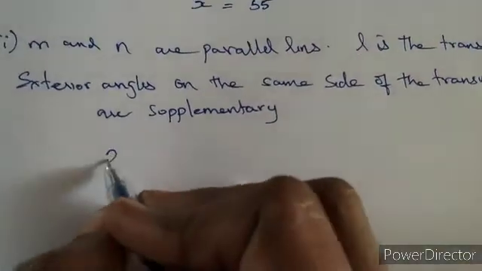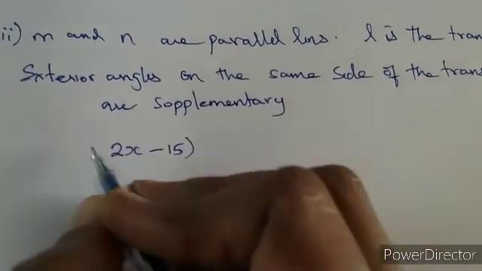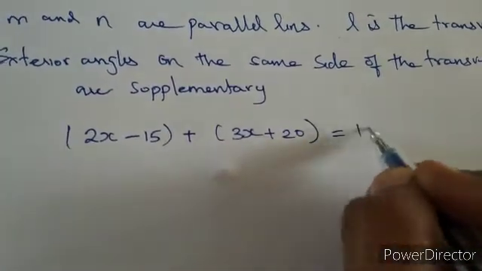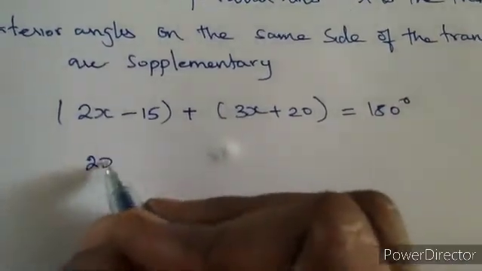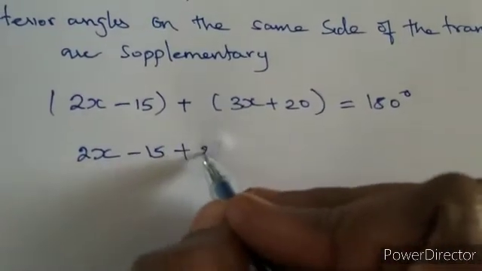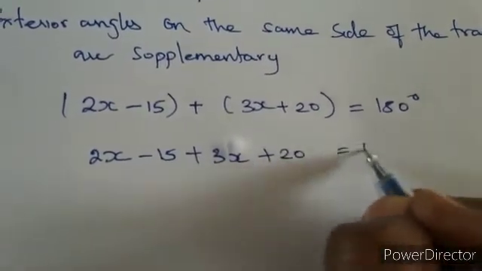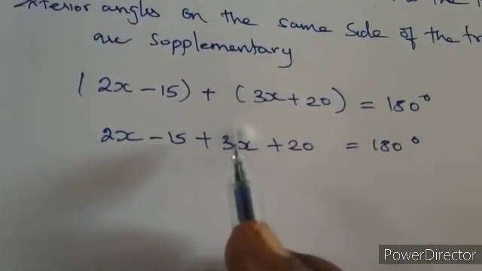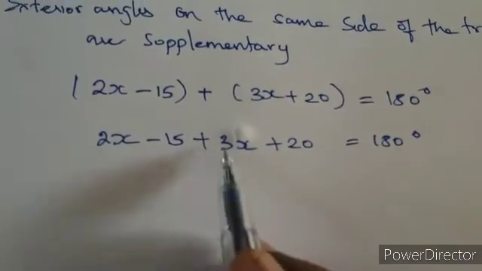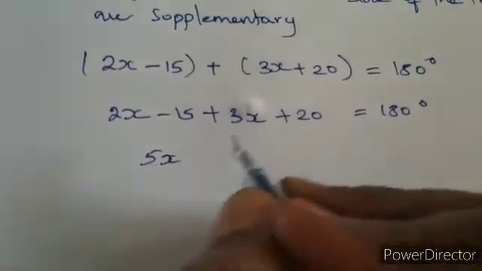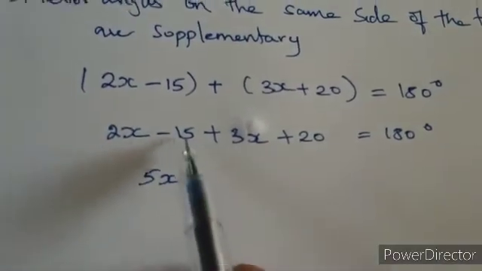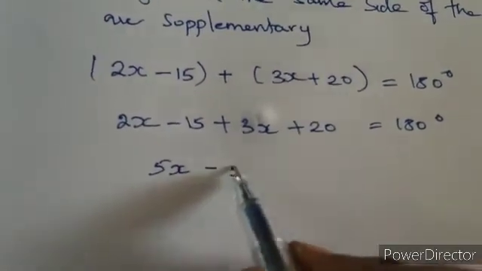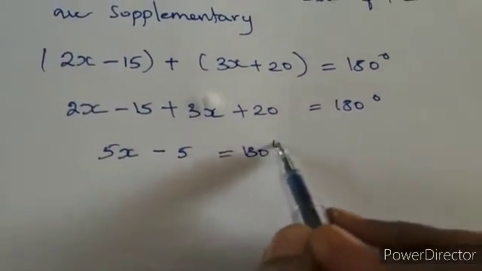What is given there? 2x minus 15 plus 3x plus 20 should be equal to 180 degrees. So 2x minus 15 plus 3x plus 20 equals 180 degrees. So x variables we can say same, so like terms we can add. It is 5x. Now the constant numbers 20 and 15, plus into minus is minus. So 20 minus 15 is 5 equals 180 degrees.